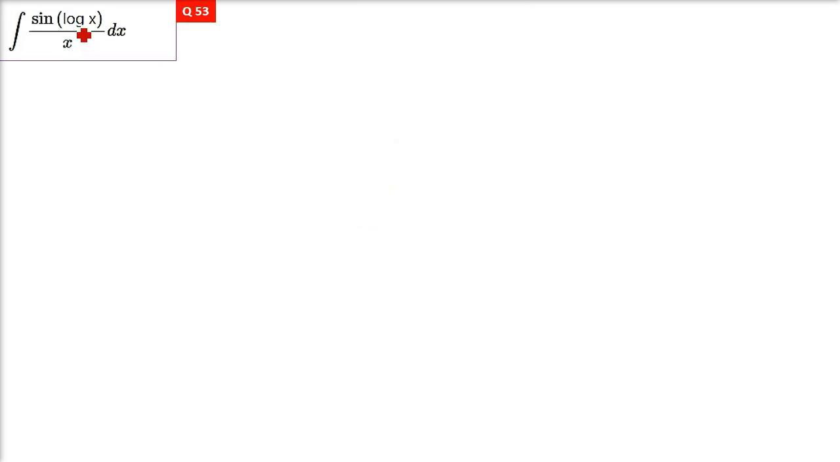Sin log x, dx by x. Log x will give us directly 1 by x. So dx by x is in our hand now. So there is no catch here. You can just go forward with it. Dt by dx is 1 by x. Dx goes on the right. Dt is equal to dx by x. This whole is dx by x.